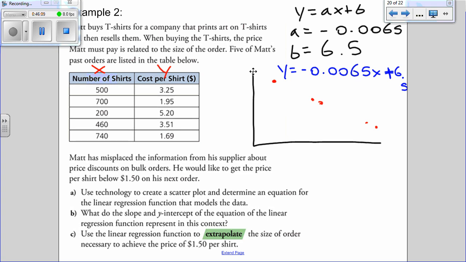Let's do question C. So that's a little different. It says, use the linear regression function to extrapolate the size of order necessary to get 1.5 per shirt. Extrapolate means you're going to be getting info outside of the data, so no one's ever done this before. It says you want a shirt cost of 1.5. That's a y value of 1.5.